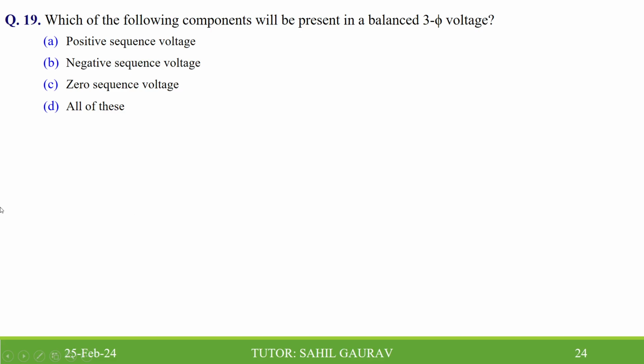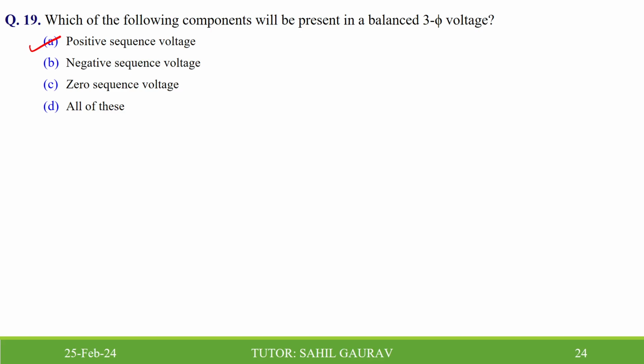So as it is a simple balanced three phase voltage, only positive sequence voltage will be present. The negative sequence and zero sequence voltages are all zero. While in an unbalanced three phase system, all components are present. From the Fortescue theorem, it is the basics of power system. You can go through it.